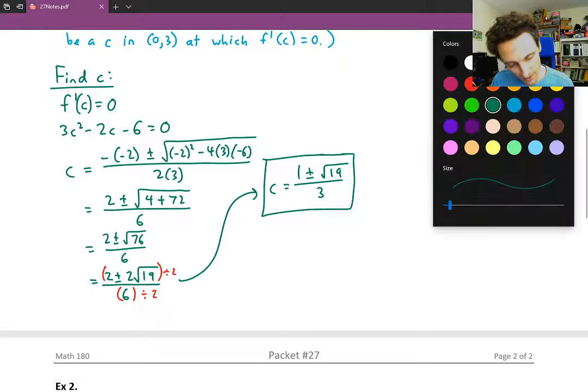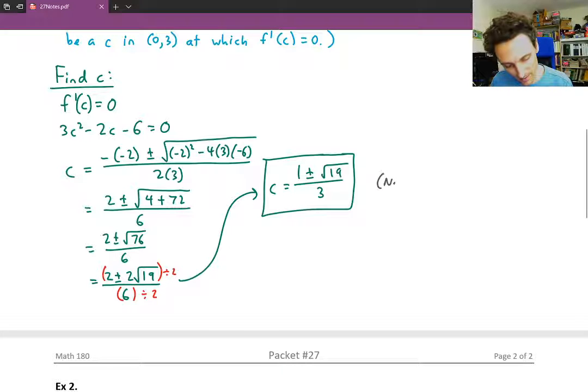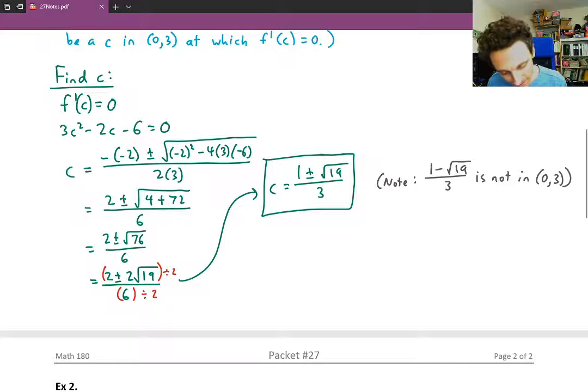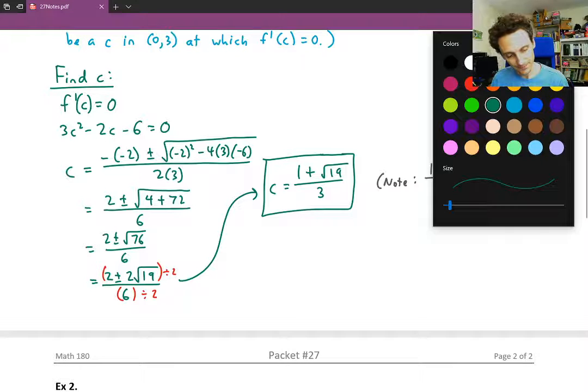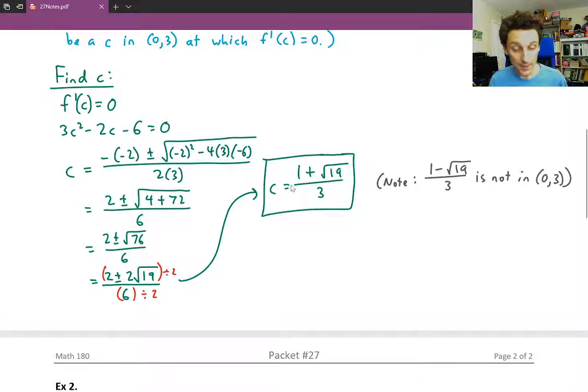So let's do a little note. 1 minus the square root of 19 over 3 is not in our interval from 0 to 3. We're saying this is a c value that's inside of our interval from 0 to 3. So let's go ahead and erase that negative right there. So we just have 1 plus the square root of 19 over 3. There we go. Okay, so that would be the c value that satisfies the conclusion of Rolle's theorem.